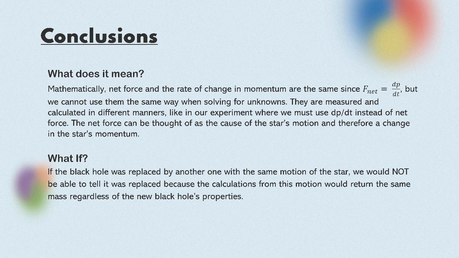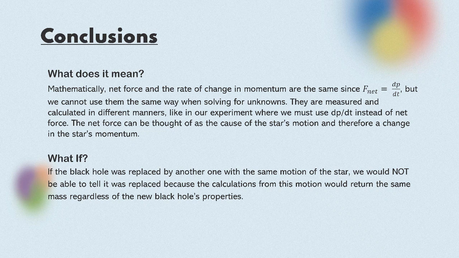The net force can be thought of as the cause of the star's motion, and therefore a change in the star's momentum, which is an equivalent quantity. Similarly, the parallel and perpendicular parts of net force and dp dt differ in this way. They both represent the star's motion, but the force components are causing the star's components of dp dt to change too.